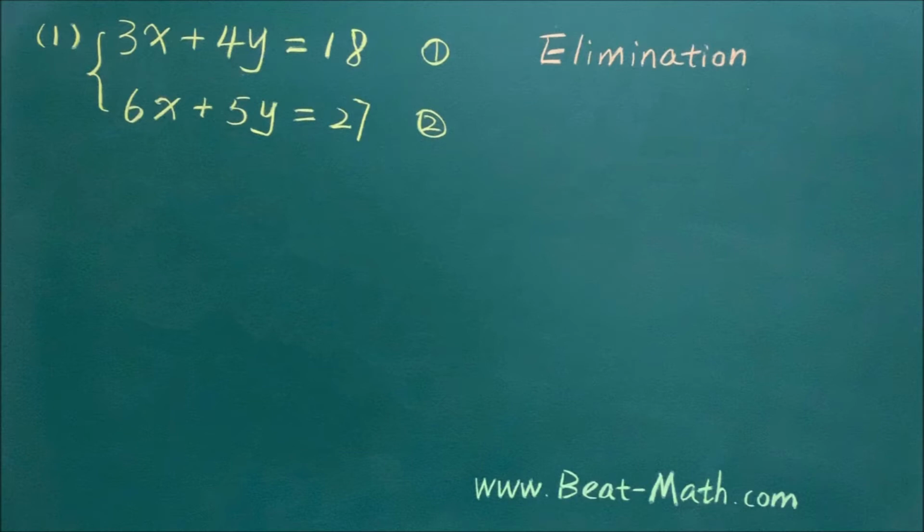The main idea of the elimination method is to make the coefficients of one of the variables the same or opposite in two equations, and then eliminate it by adding or subtracting two equations. In the two equations, the coefficients of x are 3 and 6. The coefficients of y are 4 and 5. So what should we do?